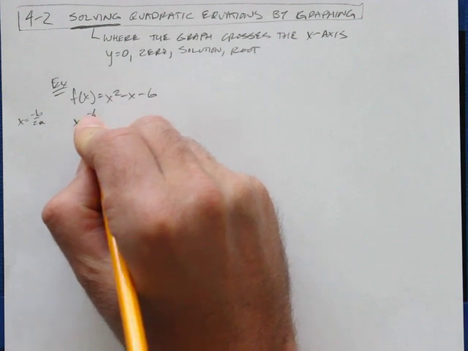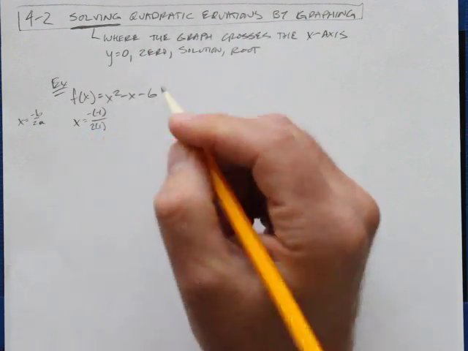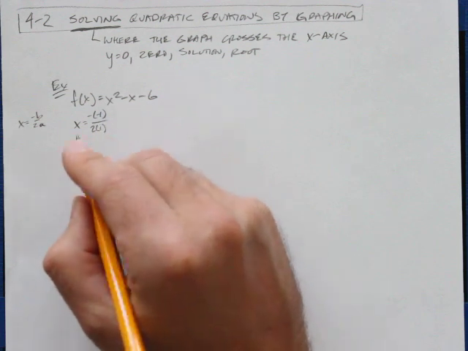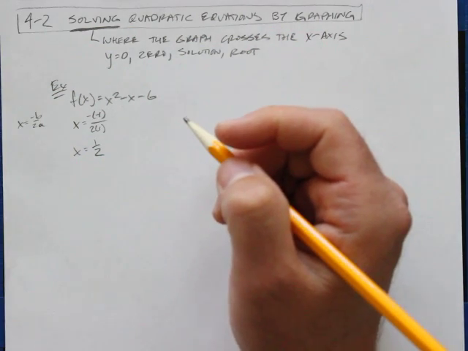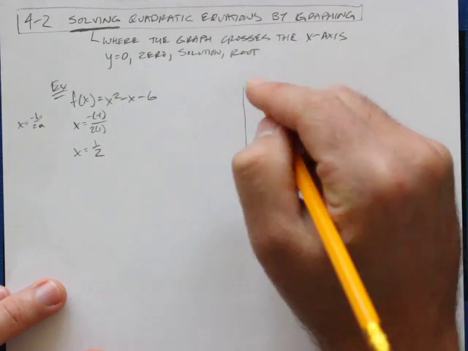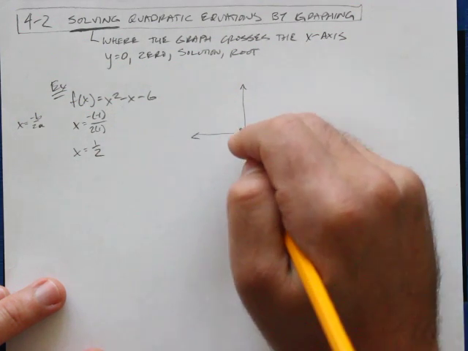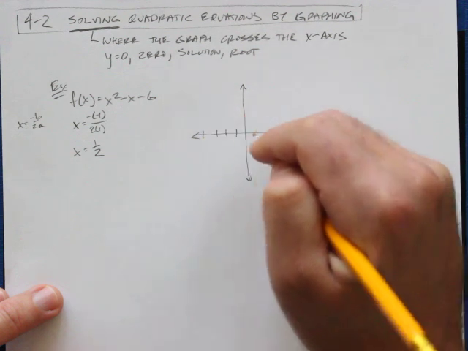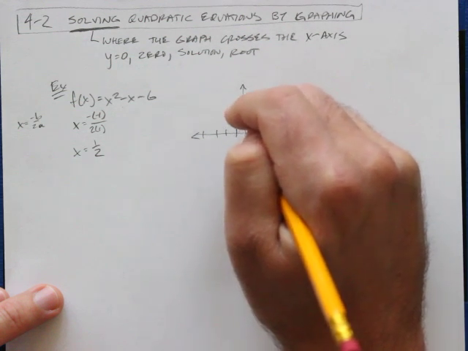Negative b, so that's negative 1 over 2a, 2 times positive 1. So negative negative 1 is positive 1 over 2, which will give me x equals 1/2. Ooh, x equals 1/2. What a dumb example, Mr. V. Too bad. We're going to graph it anyways. So we're going to make some fairly large units here so that we can make sure we get that half correctly.